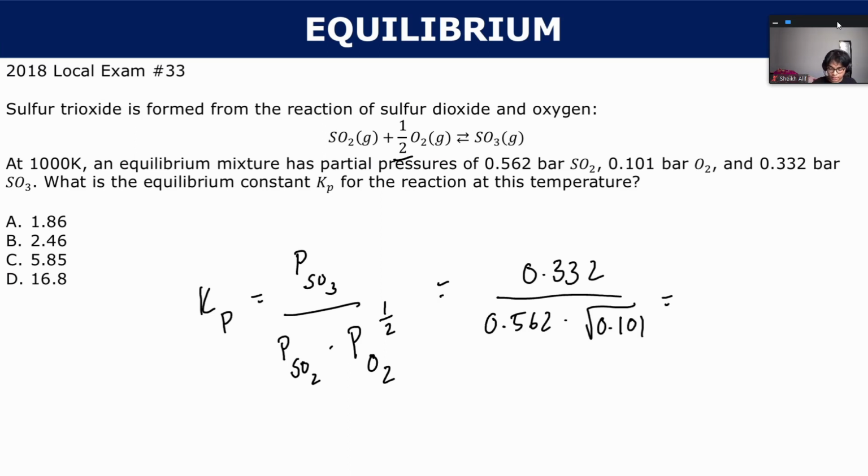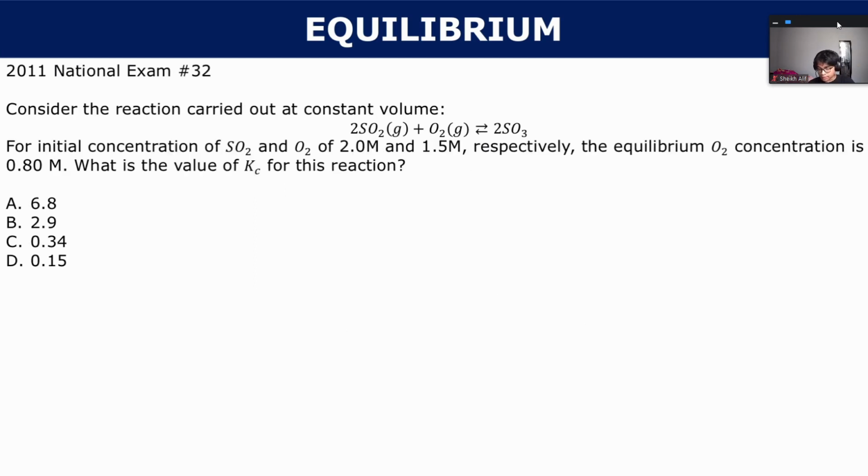Let me just solve for this really quickly. 0.332 divided by 0.562 times the square root of 0.101. That's going to come out to about 1.86, which is answer choice A. And that is correct. So again, just knowing the formula of Kp and then being able to plug in all the information to find the answer. Pretty simple. Let's move on to the last question.